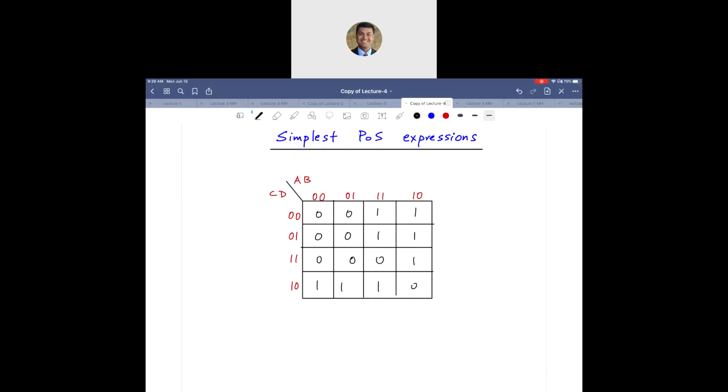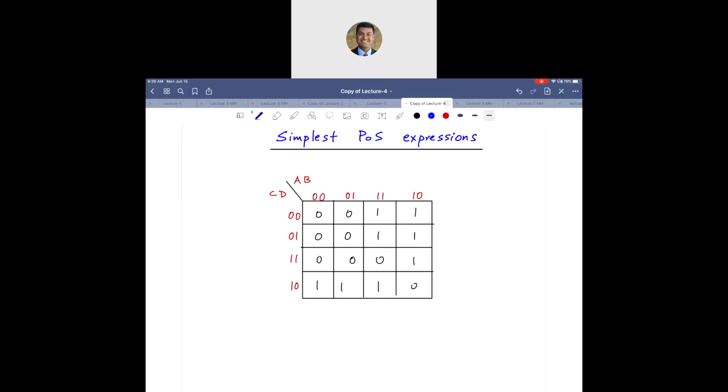So let us start with the same question. Can I make a group of 16 zeros? The answer is no, you can't make a group of 16 zeros. Can I make a group of 8 zeros?